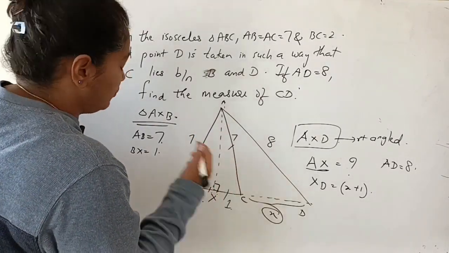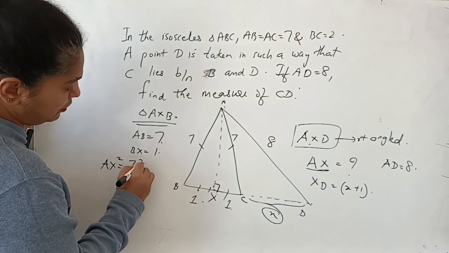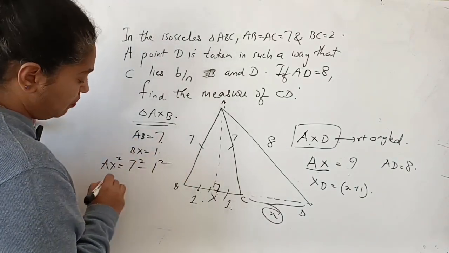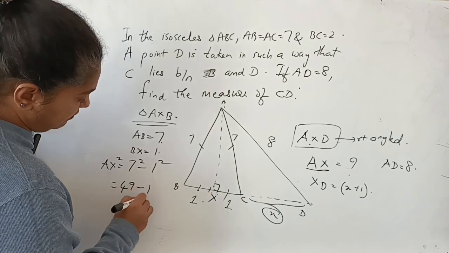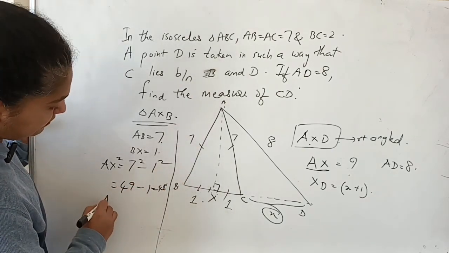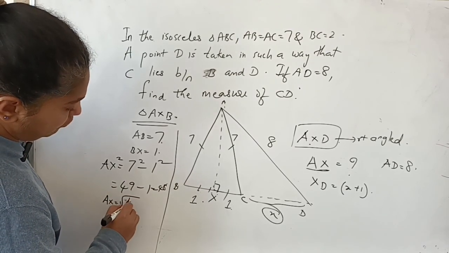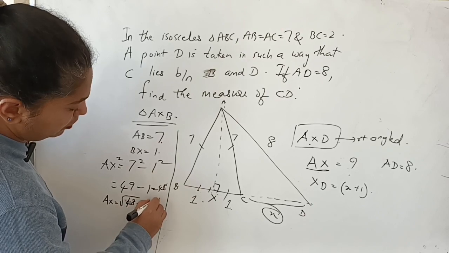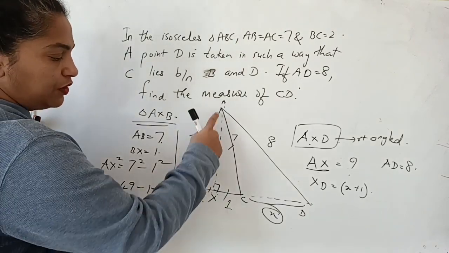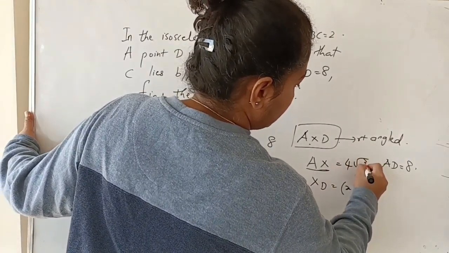AX is the altitude. So, I can say AX square is equal to hypotenuse square minus base square. Or I can say 49 minus 1, or this is 48. I can say AX is equal to root of 48, which is 4 root 3. So, now I know the measure of AX. This is 4 root 3.